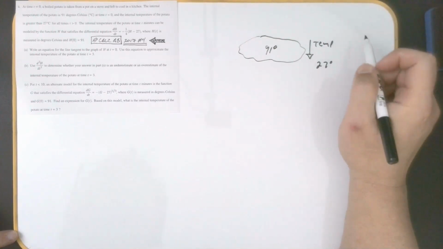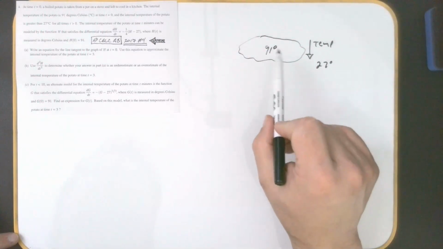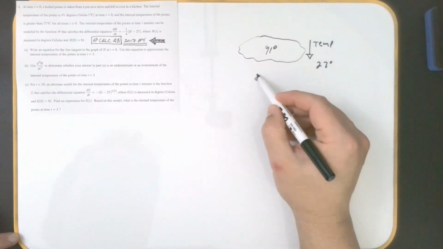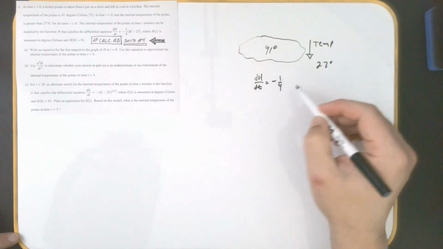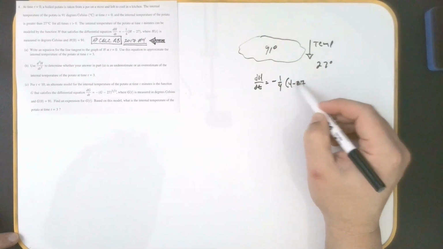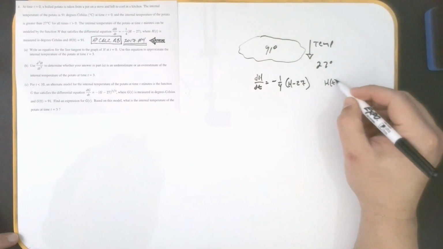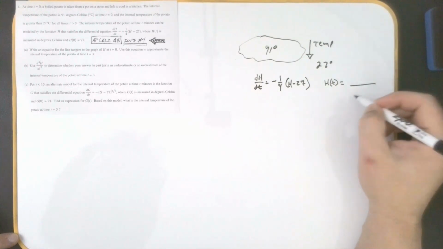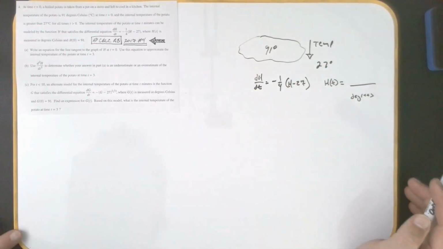Sounds reasonable. And then it says that the differential equation that satisfies the temperature of the potato is given by dH/dt is equal to negative 1/4 times H minus 27. And then they tell us that H of t is measured in degrees Celsius. So whatever that function is, it's in degrees. Okay? So a couple things here, just that they're kind of quizzing you on your lingo and your vocab.